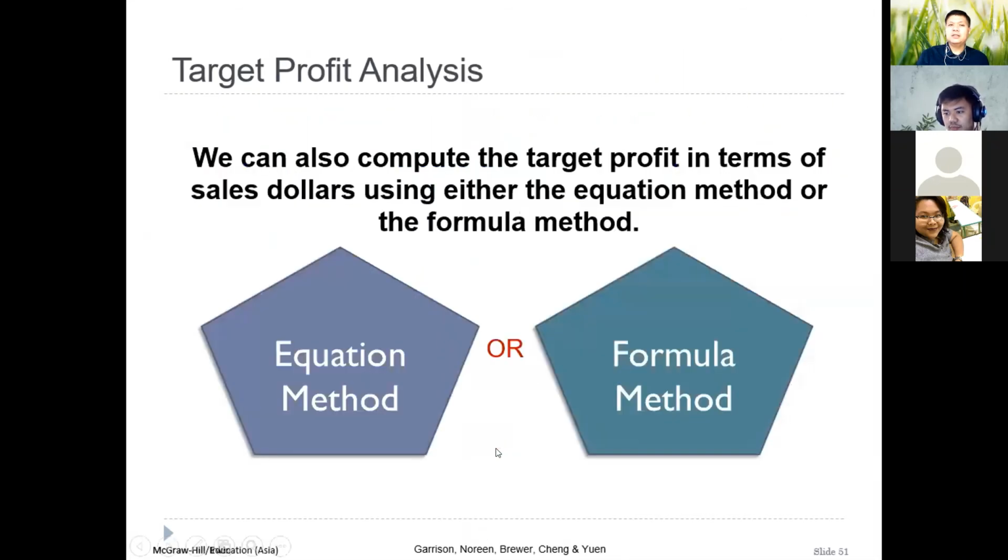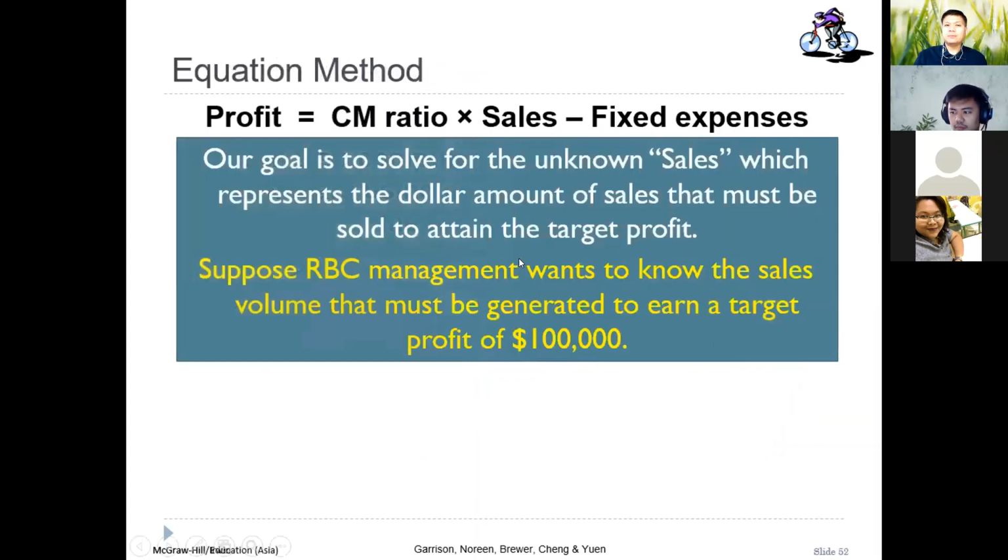Okay. Now, we can also compute the target profit in terms of sales dollars using either the equation method or the formula method. Anong mag-iiba kapag sales in dollars or pesos? The CMU becomes CMR. Ayan. So ito yon, yung CMU kanina becomes the CMR. Our goal is to solve for the unknown sales, which represents the dollar amount of sales that must be sold to attain the target profit.